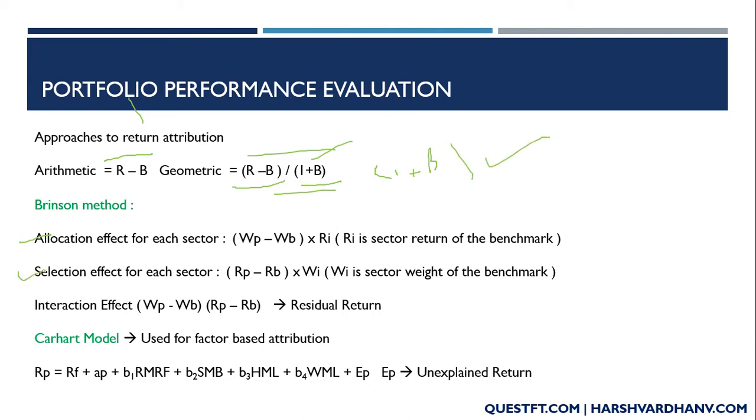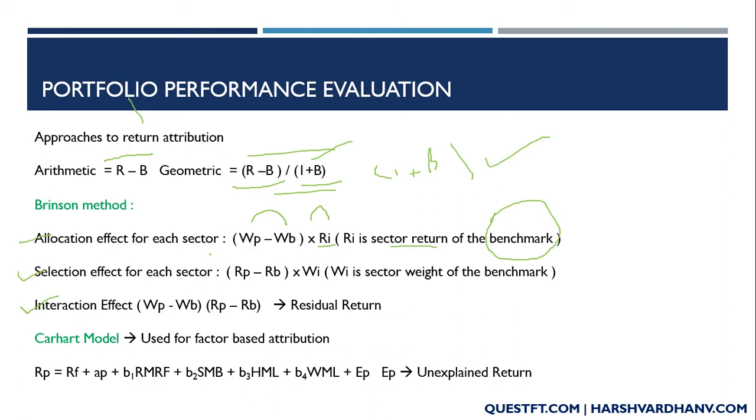The second is the Brinson method. We have done this all through our CFA career. Allocation is the weight of the portfolio minus the weight of the benchmark, into the return of that sector from the benchmark. Selection effect will be the opposite.